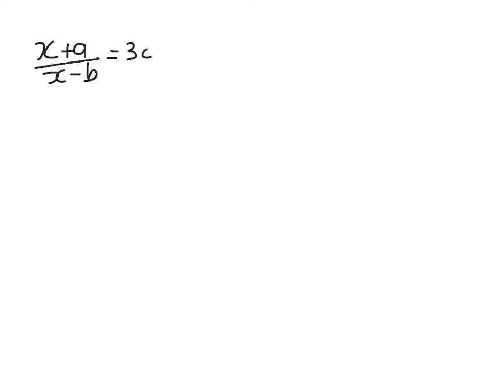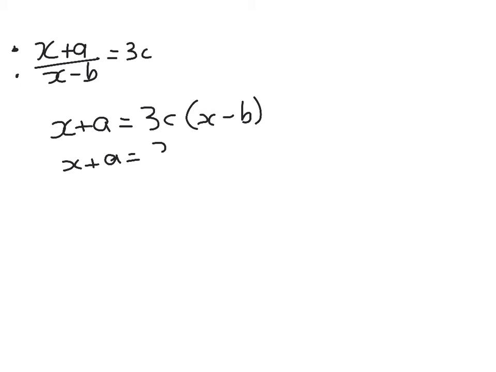Two to go. Right, this looks horrible because there are very few numbers, but again, we're trying to make x the subject. So we've got x up here and we've got x down here. Multiply both sides by (x minus b). And we have x plus a equals 3c times (x minus b). Expand out and we get 3cx minus 3bc. And now collect up like terms.